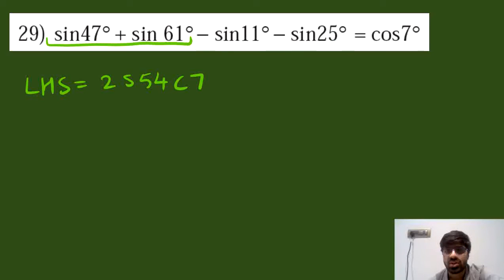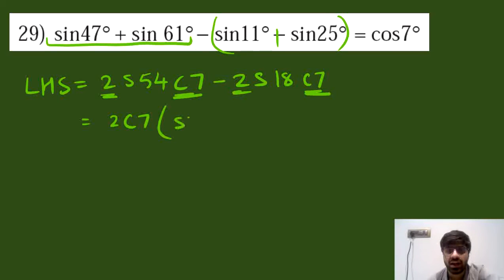You can pull out a minus common from here and write it as sine of 11 plus 25. So we have minus 2 sine of 11 plus 25 upon 2, that is 36 upon 2, which is 18. And into cos 11 minus 25 upon 2, that is minus 14 upon 2, that is minus 7. But again, cos 7 and cos of minus 7 are the same. So we are writing cos of minus 7 as cos 7. We can pull out a 2 cos 7 common from here.